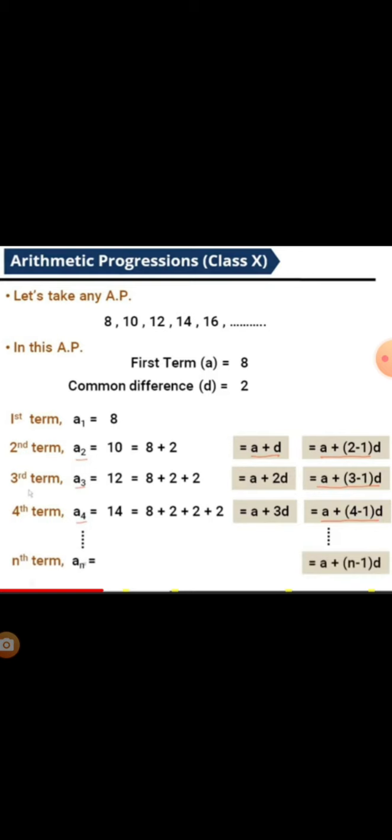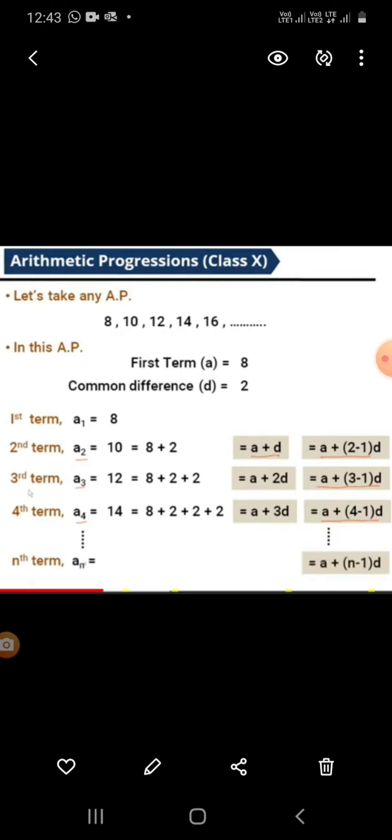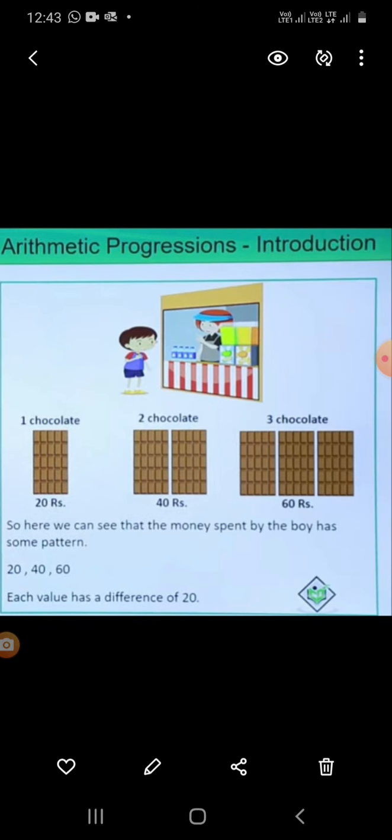So an means the last term, n means the position of the term, is equal to A, the first term, plus n, the position of the term, minus 1 into D. D means the common difference. This is the formula to find out the last term. Next I will give one example to understand the arithmetic progression.